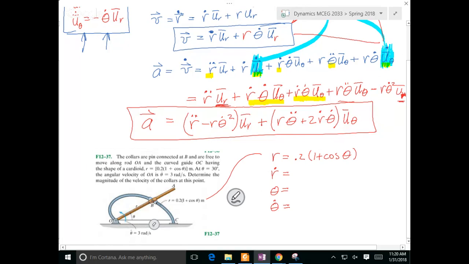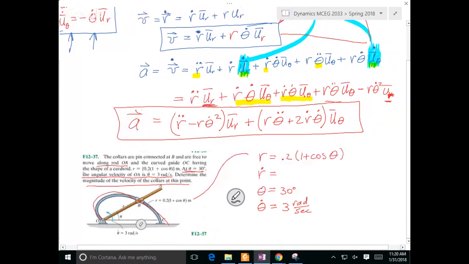So that's the path this thing takes. It takes on that weird looking path right there. So if you go in here and you say, okay, the collars are pinned at B and are free to move along the rod OA. The guided curve OC, which is this one, has a shape of a cardioid. At theta equal to 30 degrees, the angular velocity is that. So, hey, he just told me that. He also said that this is 30 degrees. Okay, determine the magnitude of the velocity of the collars at that point.